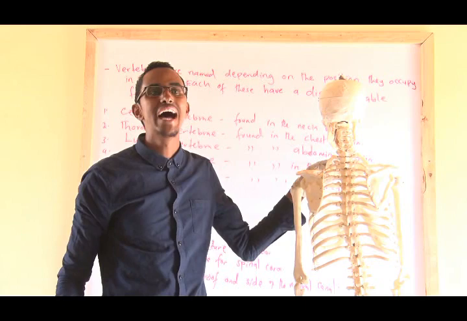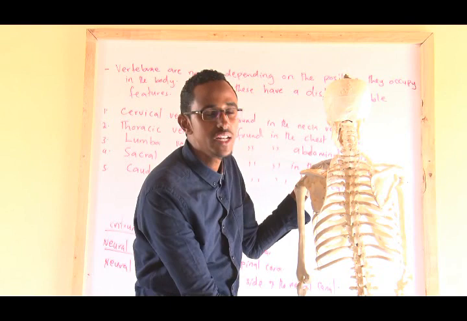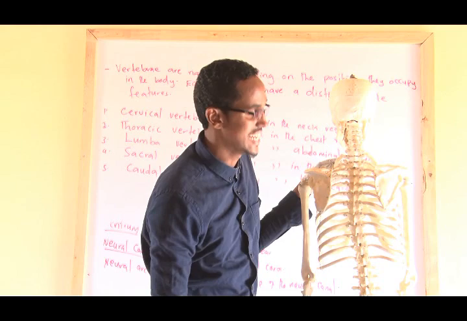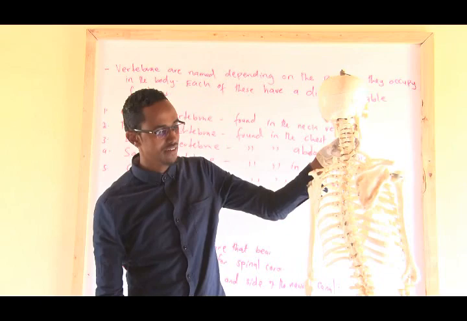And then there are those that are found within the pelvic region, around the pelvic girdle here. Those are called the sacral vertebrae. And then lastly, for those organisms that have a tail, there are bones found within their tail, which we call the caudal vertebrae.